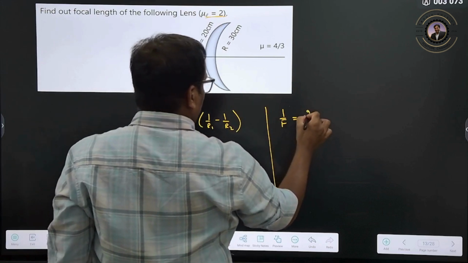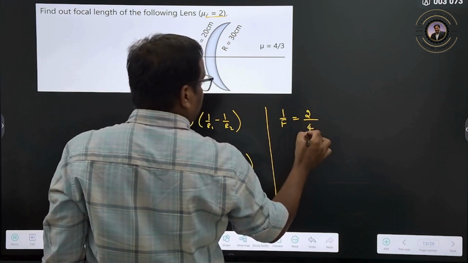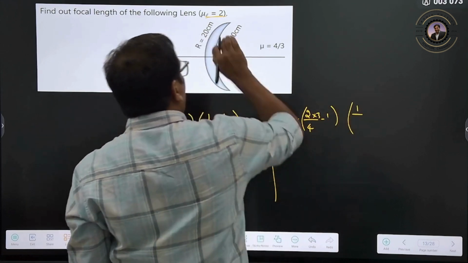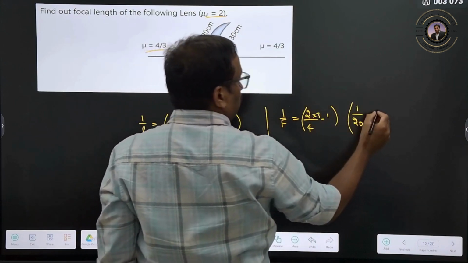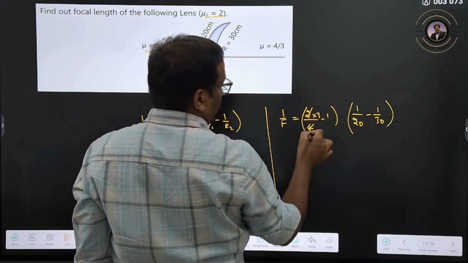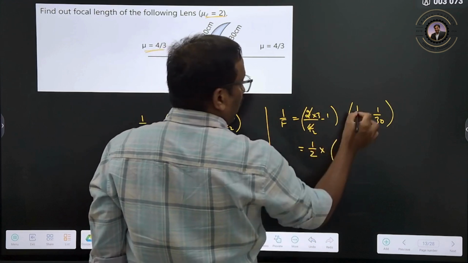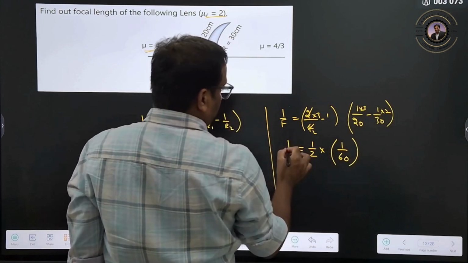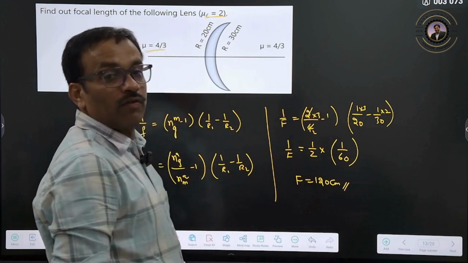So it is given as 2 by this one, now how much? 4 by 3. 4 by 3 means into 3 minus 1. So into 1 by R1. R1 is curvature toward this side, no? Therefore 20, minus 1 by R2, also it is toward this side, 1 by 30. Clear? So how much will it be now? 3 by 2 minus 1 means 1 by 2, into, again multiply 3, again multiply 2, 3 minus 2 is 1 by 60. So 1 by f. Therefore f is equal to 120 centimeter, that will be your focal length.